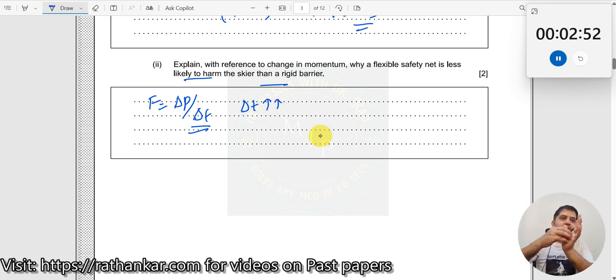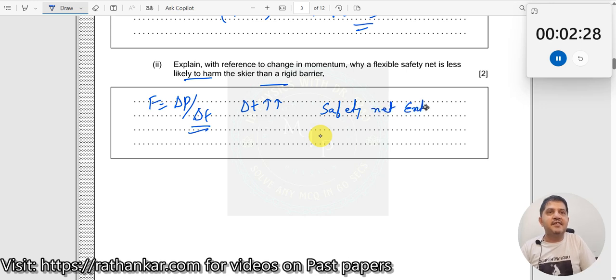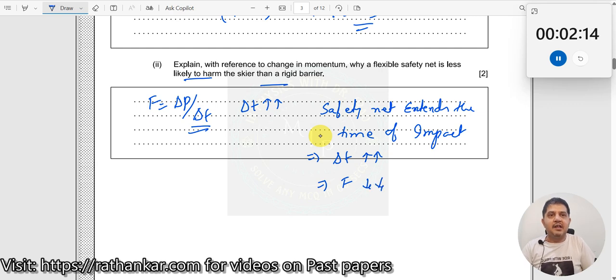The moment you fall onto it, the net that you have over here should sag for a long time, right? When you catch a ball in cricket, what do you do? You just don't catch like this, but instead you catch it and bring it back towards you, right? So you prolong the time over which the force is acting on you. So when you want to increase the delta T, then what happens? The safety net extends the time of impact. This implies delta T will become higher. This implies F will become lower, or the impact becomes lower.